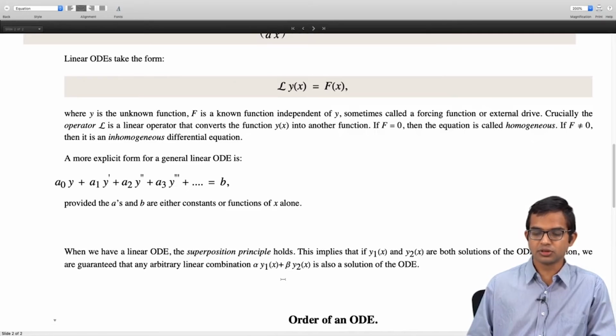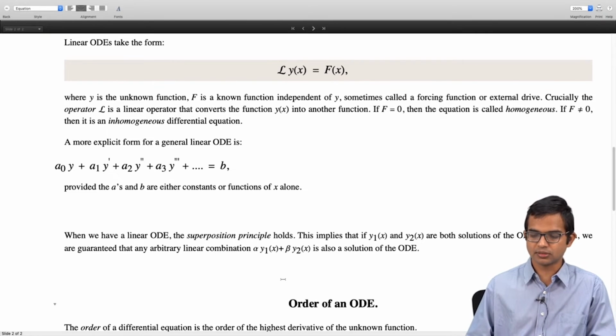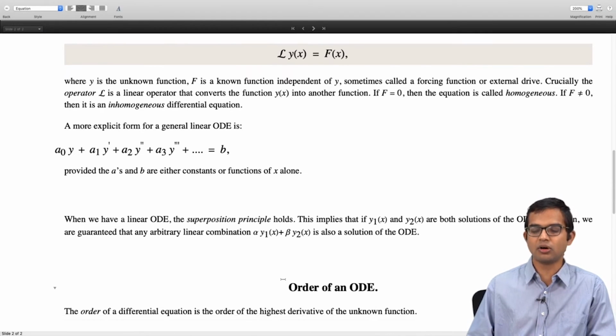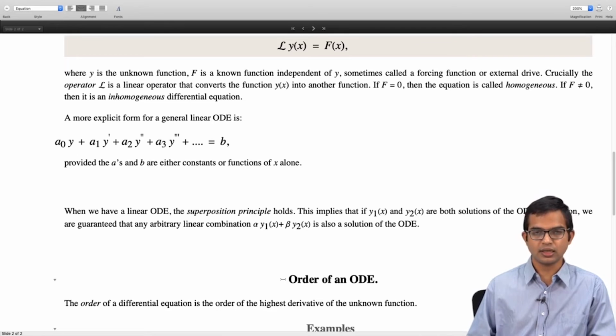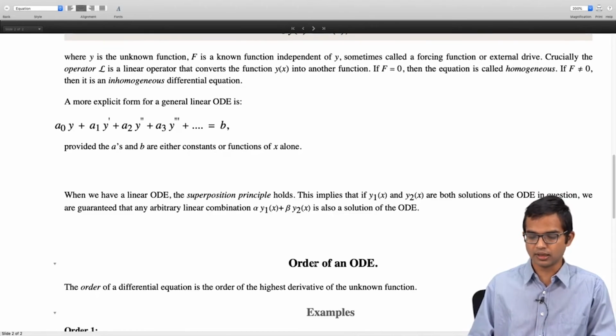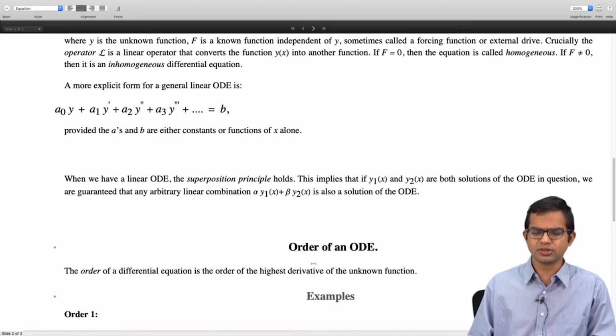Now there is another notion which we have sort of already mentioned, but let's make that explicit, and that's the order of an ODE, right? Sometimes, particularly early on in the study of differential equations, students get confused between order and linearity or nonlinearity. So let's look at a few examples. The order of a differential equation is the order of the highest derivative of the unknown function, right?